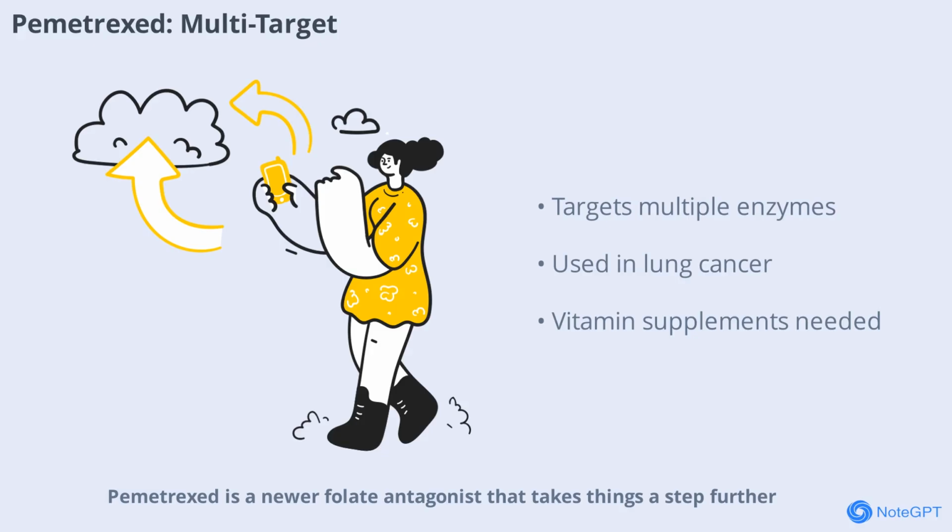Pemetrexed is a newer folate antagonist that takes things a step further. It inhibits not just DHFR, but also thymidylate synthase and GARFT, multiple enzymes in the folate pathway. This multi-target approach makes Pemetrexed especially effective in certain cancers. It's a backbone drug in mesothelioma and non-squamous non-small cell lung cancer. To reduce toxicity, it's usually paired with folic acid and vitamin B12 supplementation.